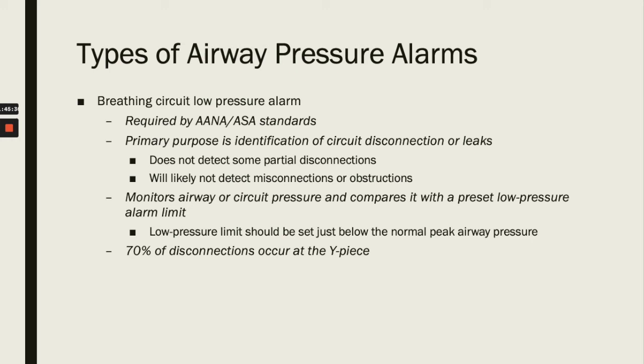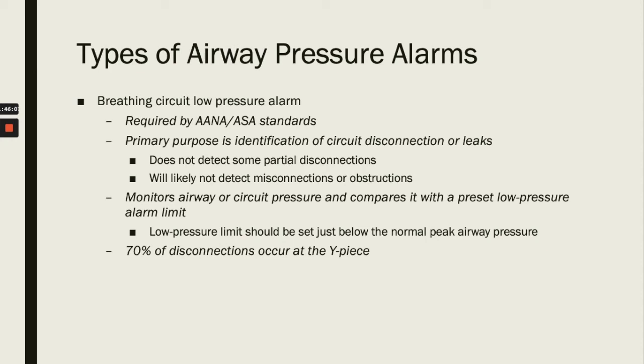So that's when you just have to be vigilant, making sure you're walking back through your circle system and looking through everything, because you never know what could occur. It monitors the airway or circuit pressure and compares it to a preset low pressure alarm limit. And the low pressure limit should be set just below the normal peak airway pressure to alert you of any problems. And 70% of the disconnections occur at the Y piece.